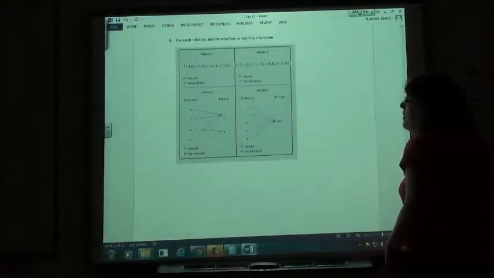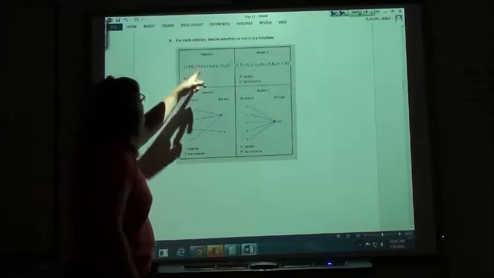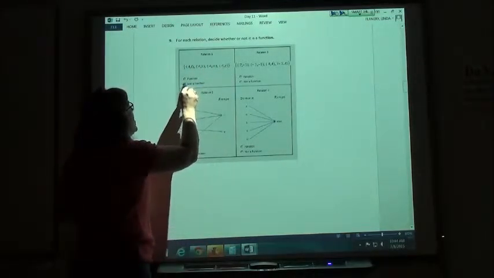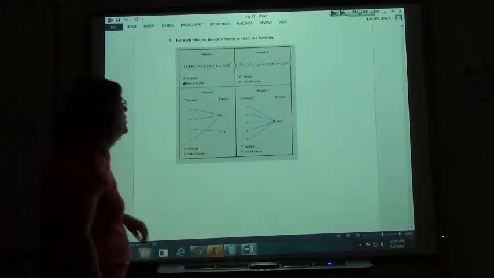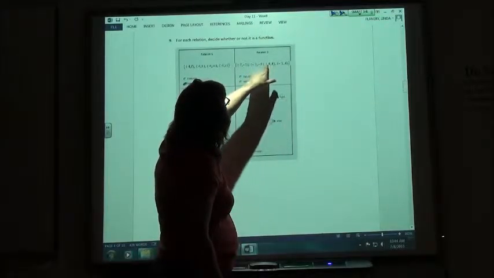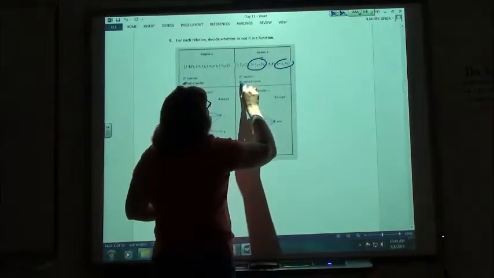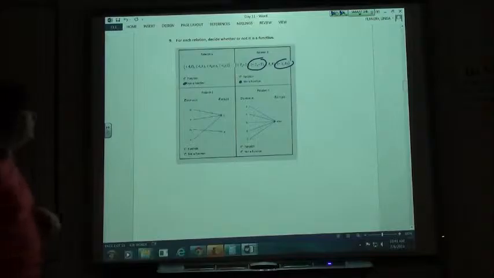And number 9, this time they gave us our ordered pairs first. 4 goes to F, 4 goes to K, 4 goes to M, 4 goes to Z. Definitely not a function. The 4 goes to 4 different values in my range. 7 goes to -1, -1 goes to -1, 4 goes to 4, but -1 goes to 4. The -1 goes to 2 different values, not a function.